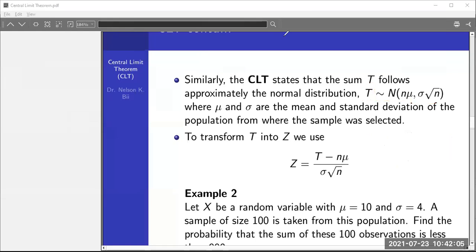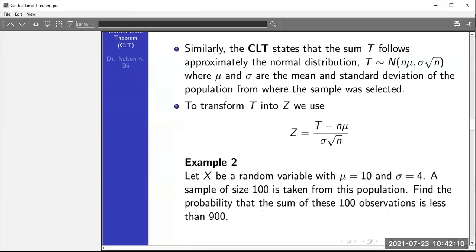So let's see how to implement the second statement of the central limit theorem, looking at this example here. Let x be a random variable with mean mu and standard deviation sigma equal to 4. A sample of size 100 is taken from this population. Find the probability that the sum of these 100 observations is less than 900. We want to find the probability that the sum... so sum here means the total, isn't it? The sum of the 100 observations. You understand?